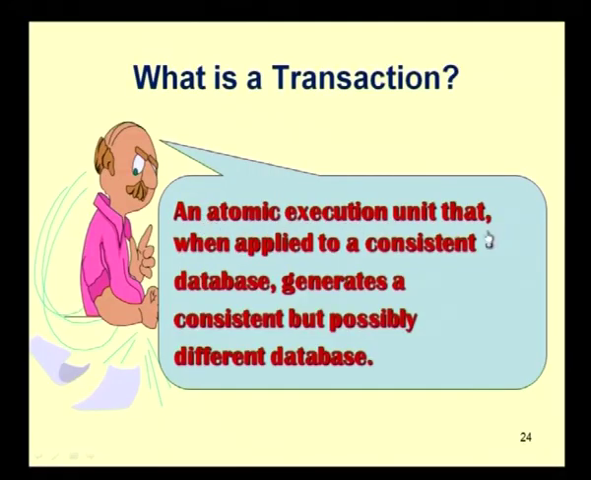What we are trying to say is, a transaction will be executed, and if it is executed, it will be executed as a whole. That sequence of operations will be executed completely, otherwise it will roll back. I will not use that term now, but it will go back to its original consistent state. So, when we talk about concurrency, that is two users using the database, or recovery, getting back the original consistent state, we are always talking in terms of transactions, not in terms of database operations. So, again, a transaction is an atomic execution unit that, when applied to a consistent database, generates a consistent but possibly different database.